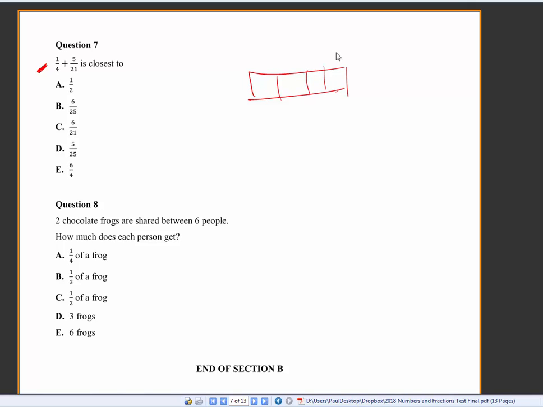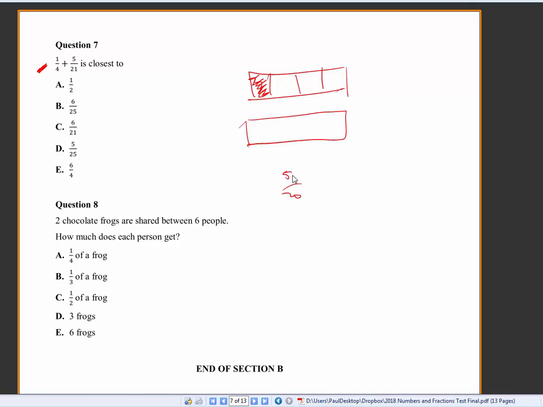Okay, so that's not the best diagram in the world for quarters. Let's try that again. That'll suffice. Okay, so 1/4 is that. Let's consider roughly the same shape here, and if I split this into 21 parts and shade 5 of them, that's really close to 5 parts out of 20.